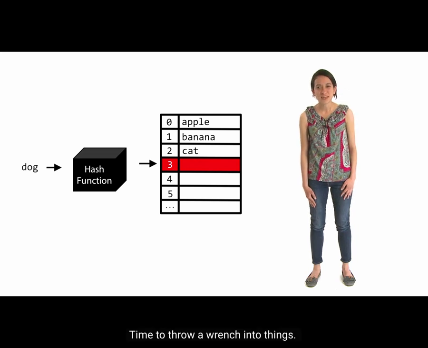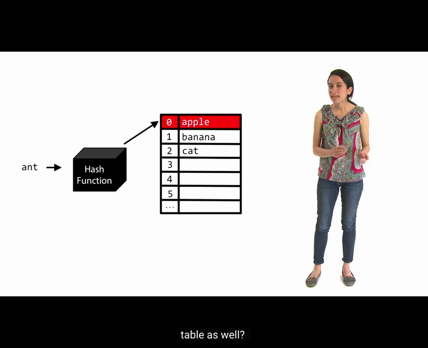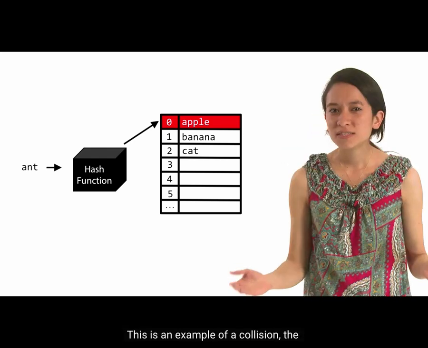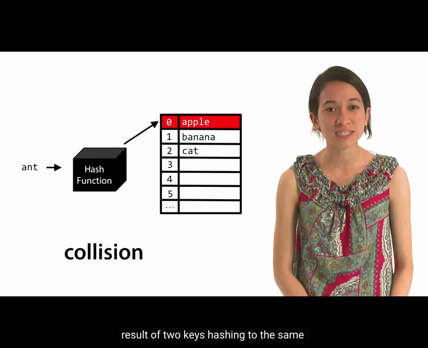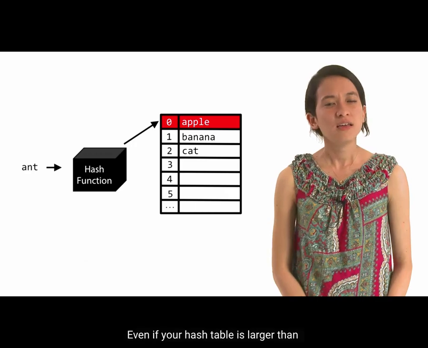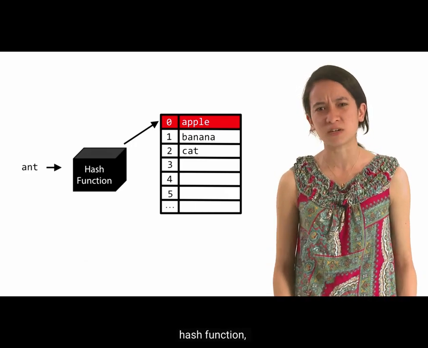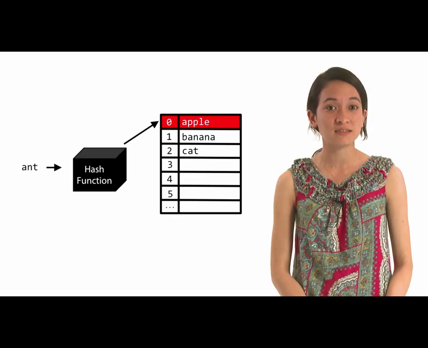Time to throw a wrench into things. What if we want to store ant into the table as well? Ant hashes to index 0, just as Apple did. This is an example of a collision, the result of two keys hashing to the same index. Even if your hash table is larger than your dataset, and you've chosen a good hash function, you still need a plan for dealing with collisions, if and when they arise.